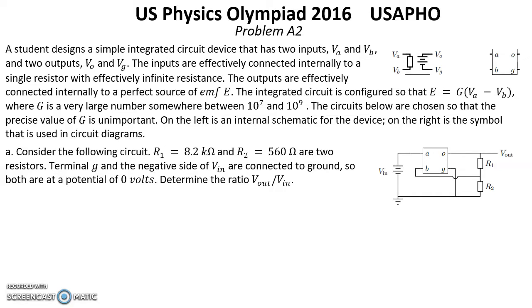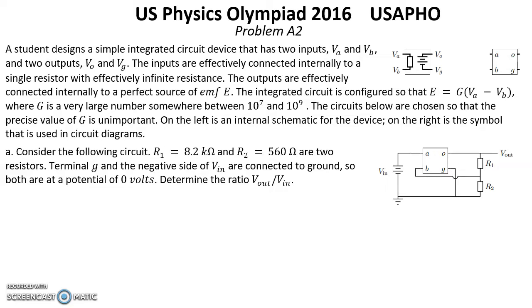The integrated circuit is configured so that E equals G multiplied by (VA minus VB), where G is a very large number, somewhere between 10^7 and 10^9. The circuits below are chosen so that the precise value of G is unimportant. On the left is an internal schematic for the device. On the right is the symbol that is used in circuit diagrams.